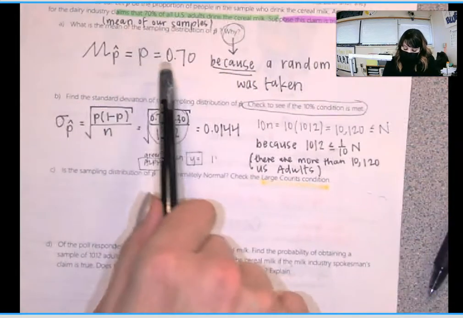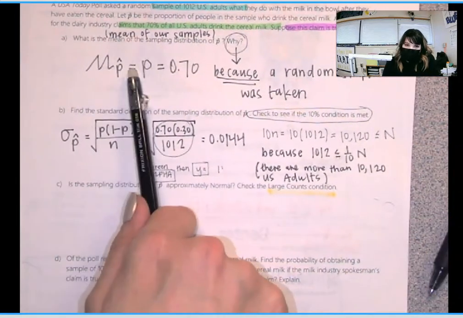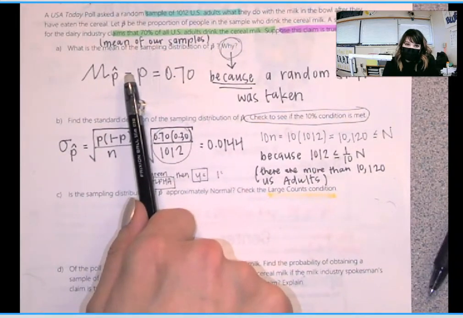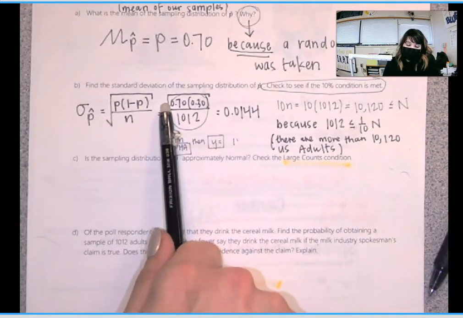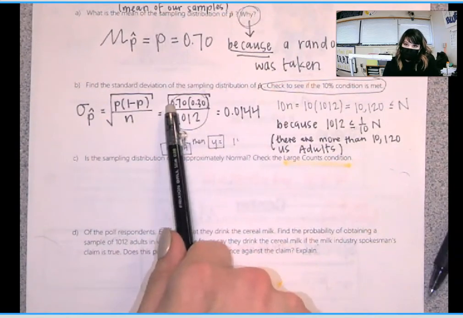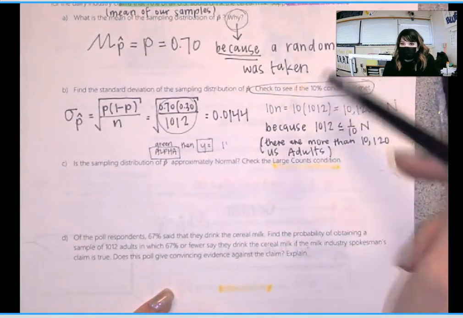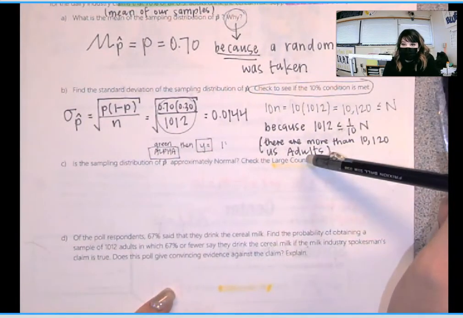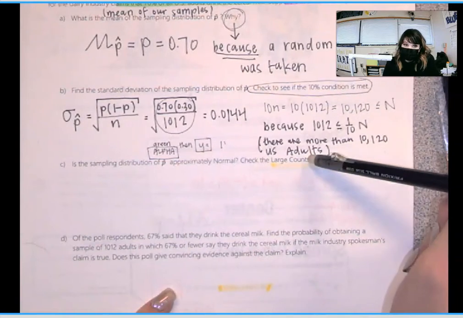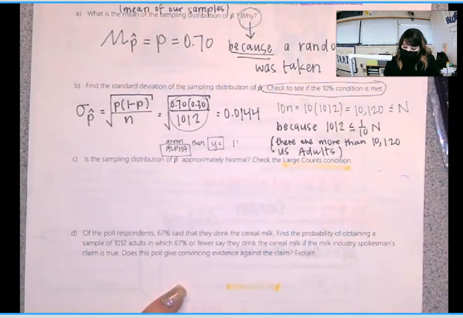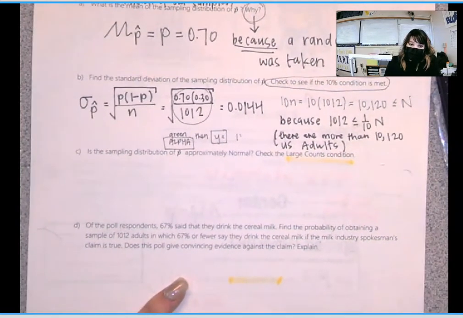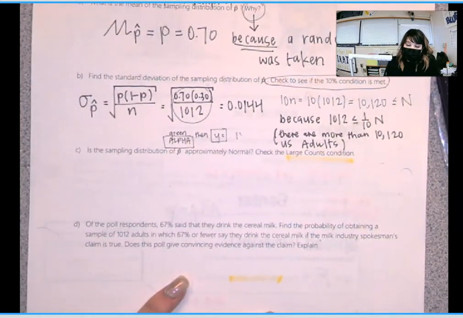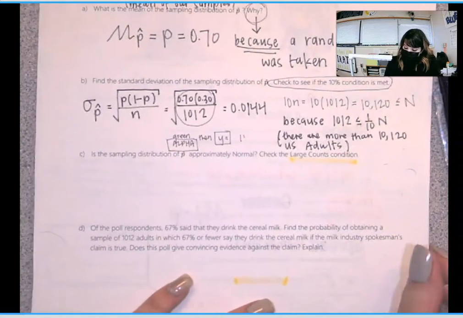So we have checked that the center of our distribution is at the true proportion. We have calculated our standard deviation, and we have checked the conditions that make it so that we know those things are true. Then the last condition is asking, is the sampling distribution of p hat approximately normal? Check the large counts condition.